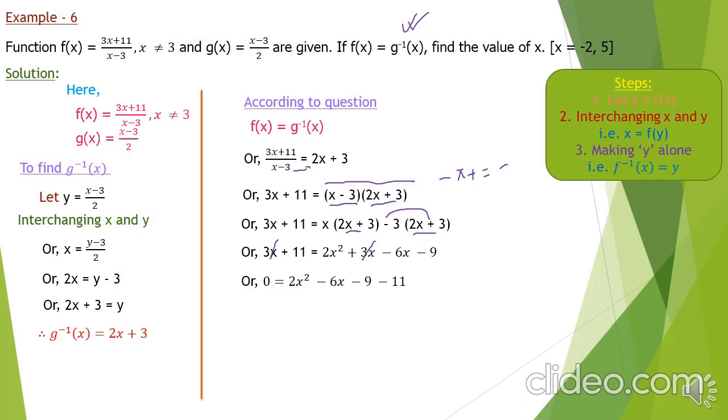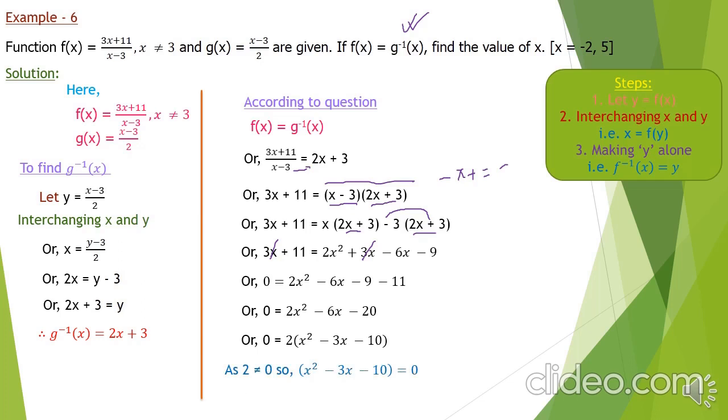2x square - 6x - 9 - 11. Now it is 0 is equal to 2x square - 6x - 20. Now we can take 2 common, it will be easier for us: 2(x square - 3x - 10). As 2 is not equal to 0, the second part must be 0. So x square - 3x - 10 is 0.